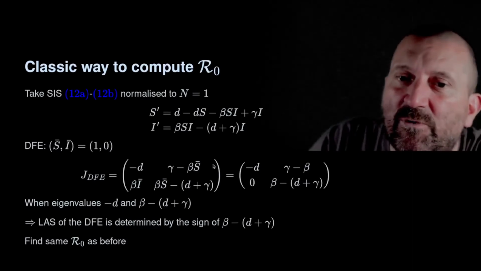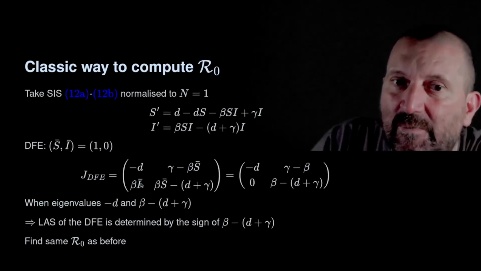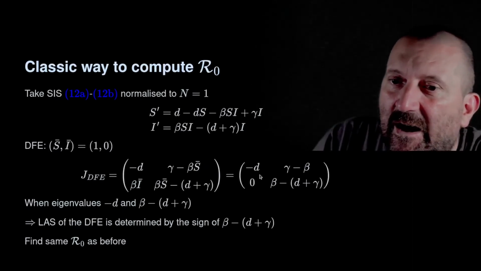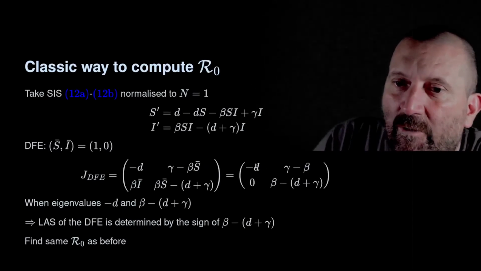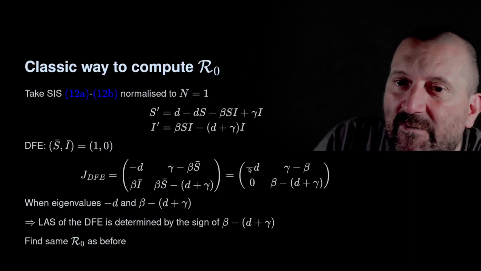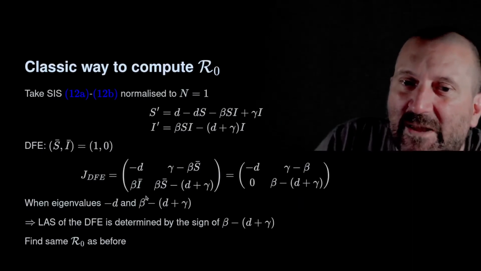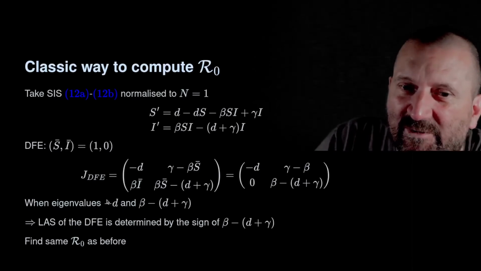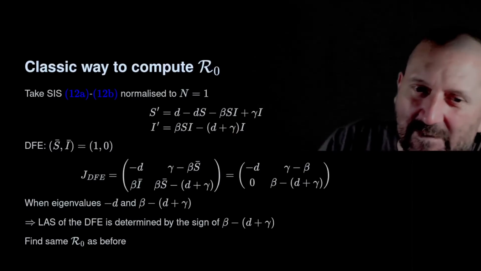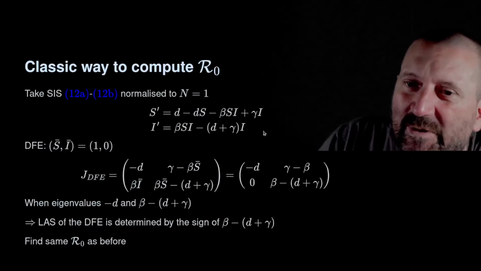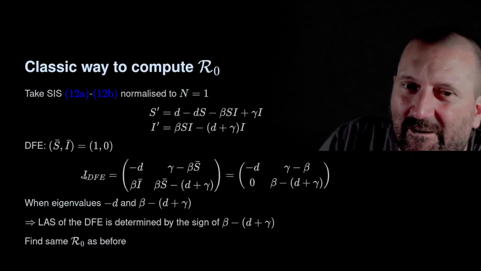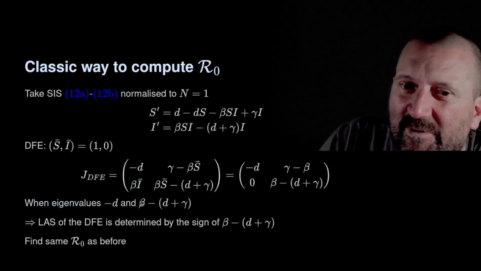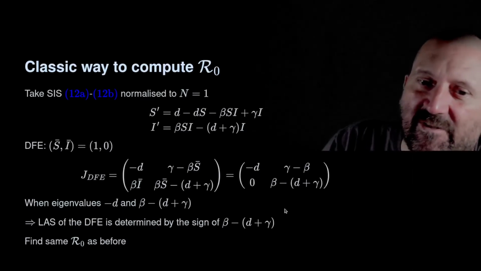I compute the Jacobian of the system at the disease-free equilibrium. I find these values. This is an upper triangular matrix. I know the eigenvalues are minus d and beta minus d plus gamma. And this is where we get this beta minus d plus gamma again, because of course minus d is always negative. Therefore, the loss of stability of this disease-free equilibrium is going to happen when this quantity is positive. And we find the same thing.